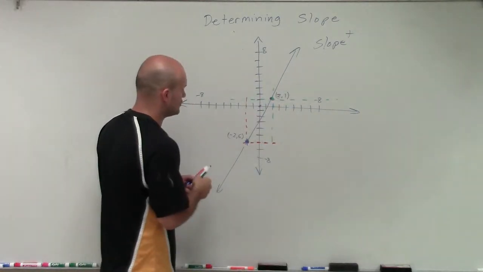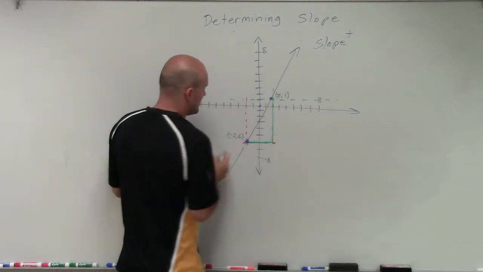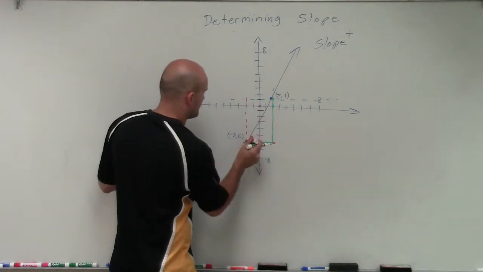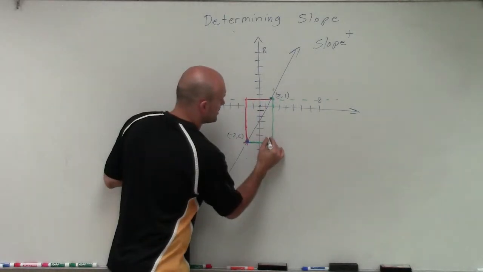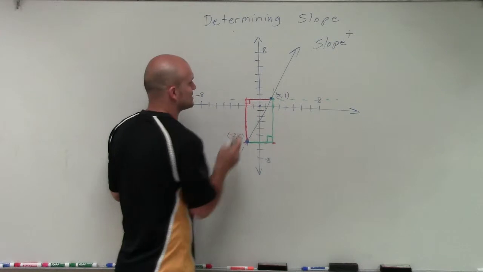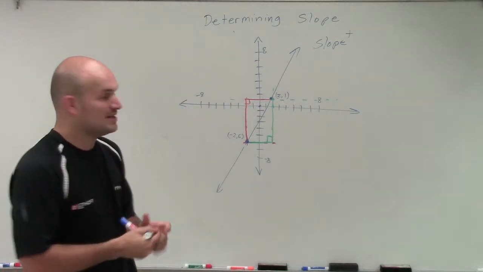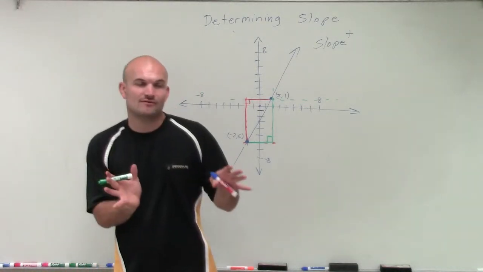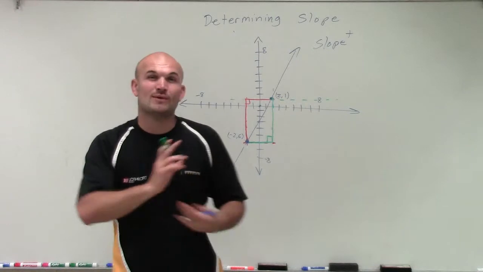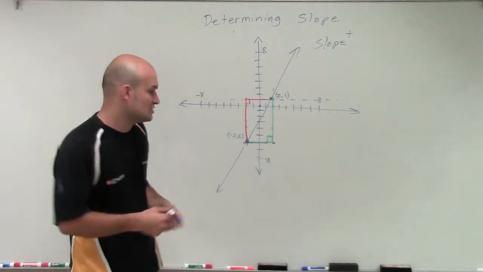The first one I'll do in green, and the other one I'll do in red. It's important that when we only use vertical and horizontal lines, we create right triangles. And again, I'm not going to be concerned with how we're subtracting. All I want to do is use my graph to determine the change in the y and the change in the x.